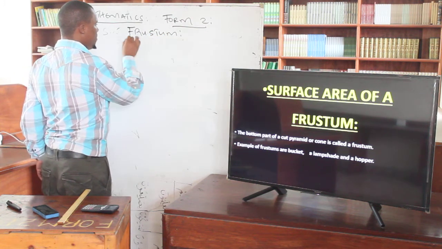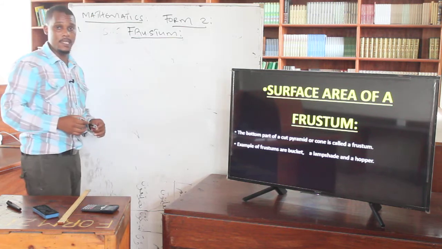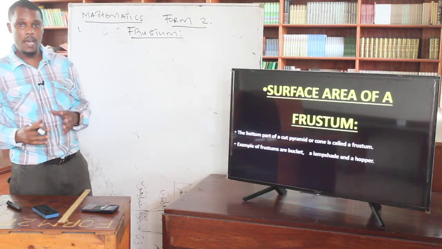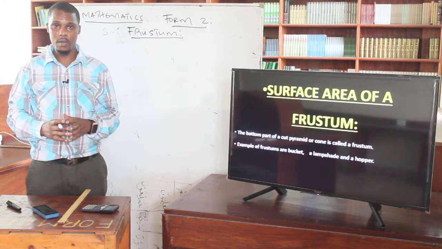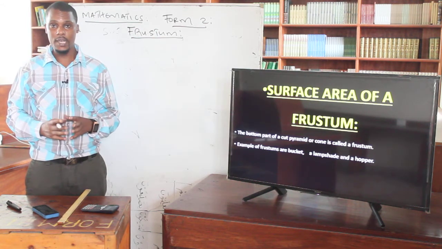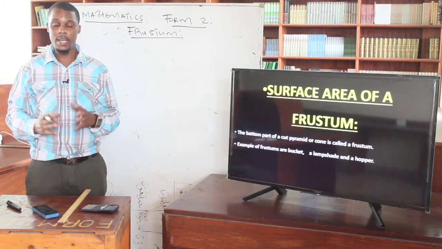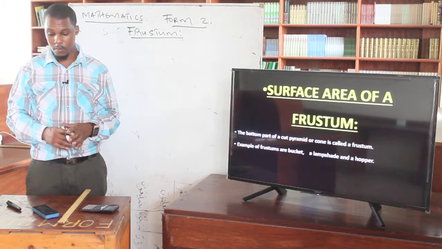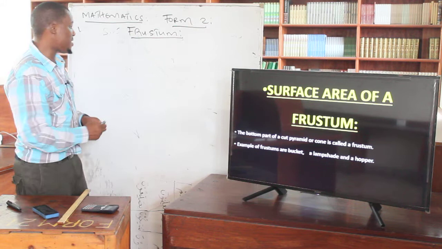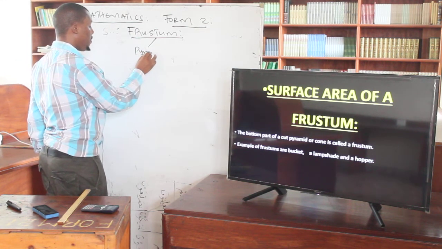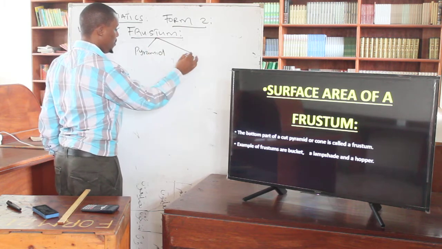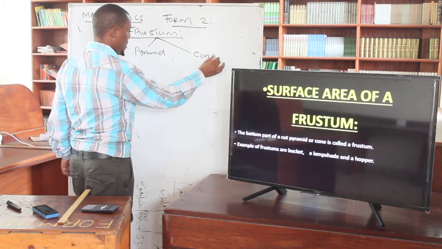In the case of the frustum, it is the bottom part of the pyramid or the cone that is known as the frustum. Examples are a bucket, a lampshade, and a hookah. Those are good examples of it. So this frustum can be derived either from a pyramid, and if not from a pyramid, then it can also be derived from a cone.